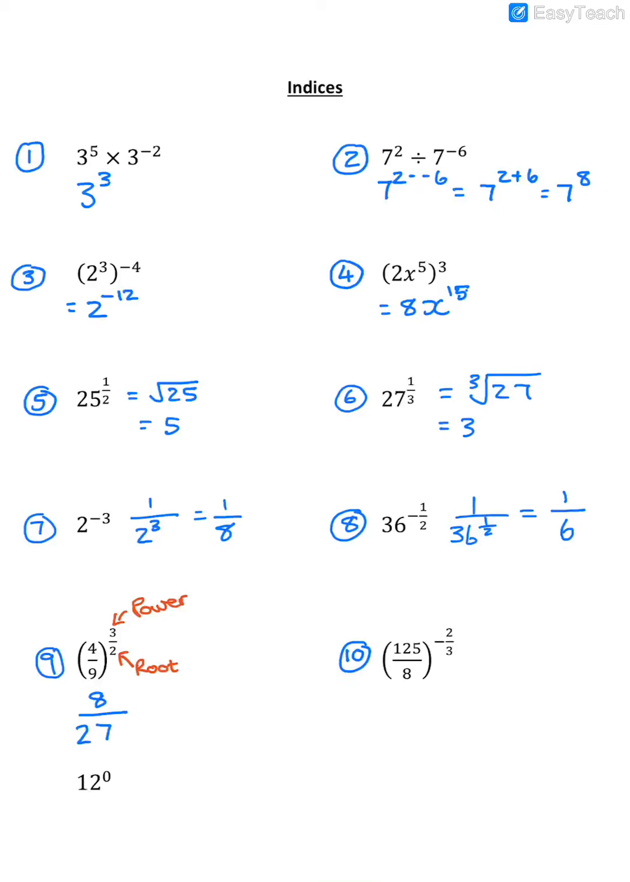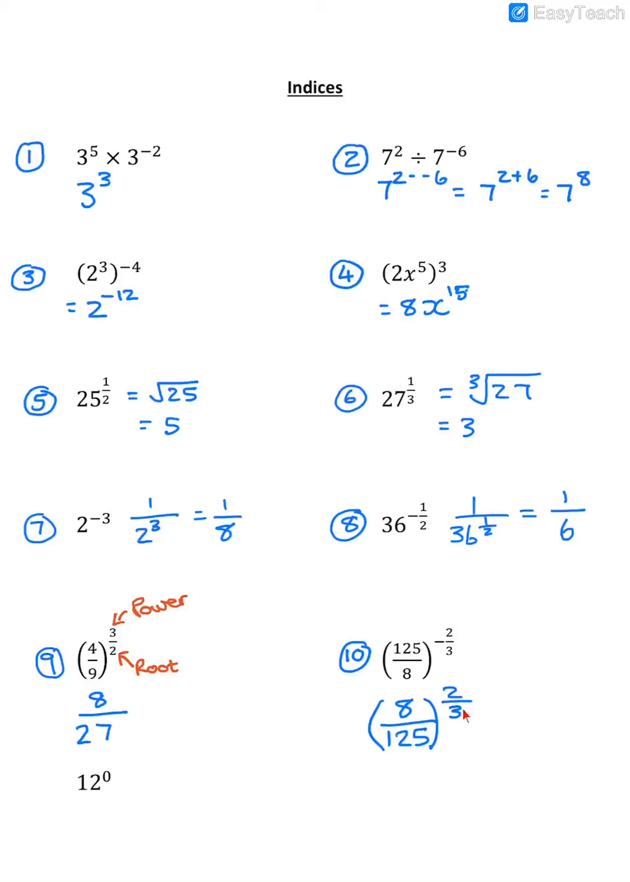Now, if you look back at question 7, I said that if you have a negative power, you write it as 1 over the same thing, but with a positive power. But what do you do if it's already a fraction? You can't write that as 1 over that fraction. So when it's already a fraction, all you do is you just flip the fraction to turn the negative power into a positive power. So we just do this. So the fact that I flipped the fraction will turn the minus 2/3 into a positive 2/3. And now it's exactly the same as number 9.